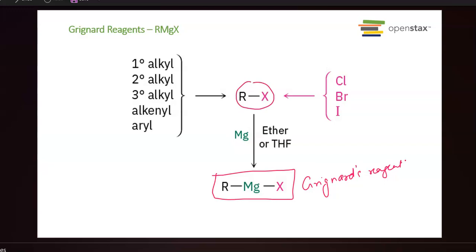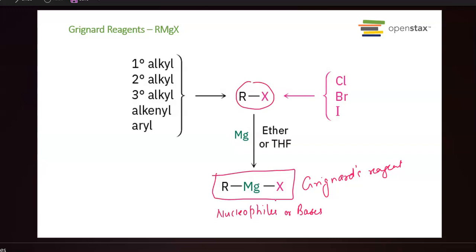It is a very versatile reagent because you can vary the R. You can change the R to be a primary alkyl, secondary alkyl, tertiary alkyl, an alkenyl, that means having a double bond in it, or an aryl, like benzene or benzyl kinds of structures. Basically, Grignard's reagents are very good nucleophiles. You can use them as nucleophiles or as bases. They're even powerful bases. So they find a lot of use in reactions involving electrophiles and nucleophiles, or in acid-base reactions.